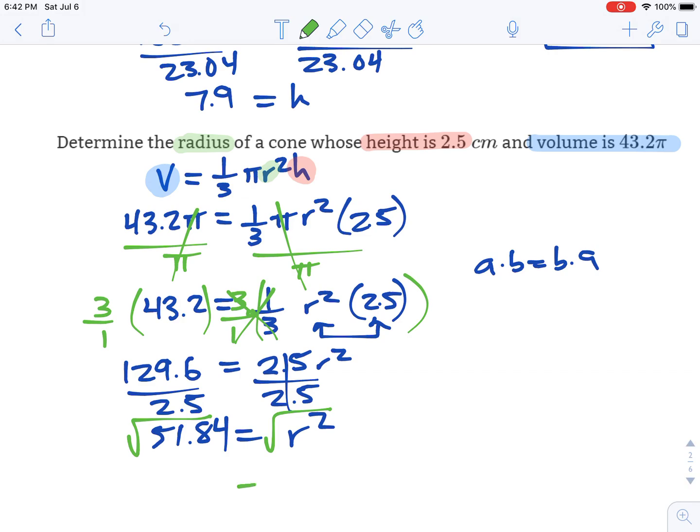I bet it'll be pretty close to 7 because 7 squared is 49. So I'm guessing we're around 7 here. So if I square root r squared, I'm going to get r. And if I square root my 51.84, we're going to get our answer, which, look at that, it's around 7. It's 7.2. So our radius here is 7.2 centimeters.